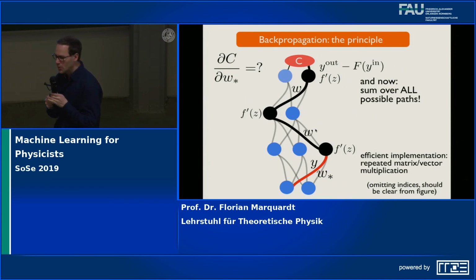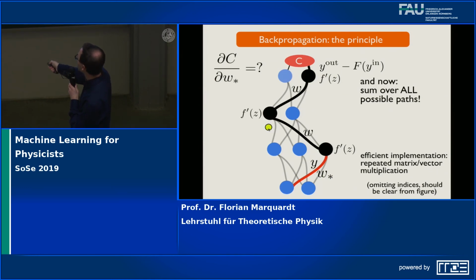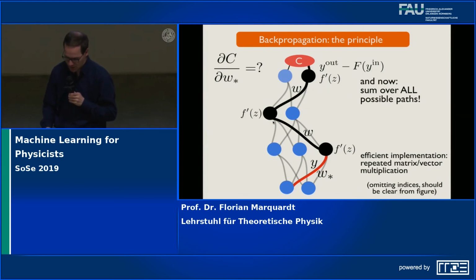But this is a nice way of visualizing it. When you want to calculate the gradient with respect to some weight down here, you just need to connect the output to this weight, and the prescription is: whenever you pass through a neuron, you take f prime of z for this neuron. Whenever you pass through a connection, you multiply by w for this connection. Okay. Yes?